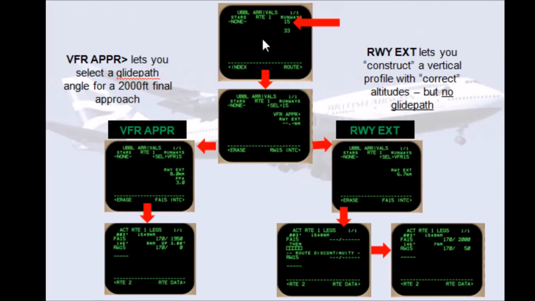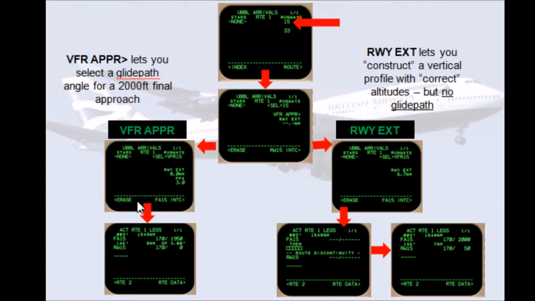If you haven't got a specific database arrival, you can still construct something. Go to the end of the arrivals listing and you'll find just the runways, and then selecting the runway you want, you've then got a choice of VFR approach or runway extension. Now VFR approach will then give you this option. There's a runway extension of 8 miles which you can't change, but you can vary the flight path angle from 2.4 to 3.7 degrees, depending on what kind of approach you think is likely, and the default is 3 degrees.